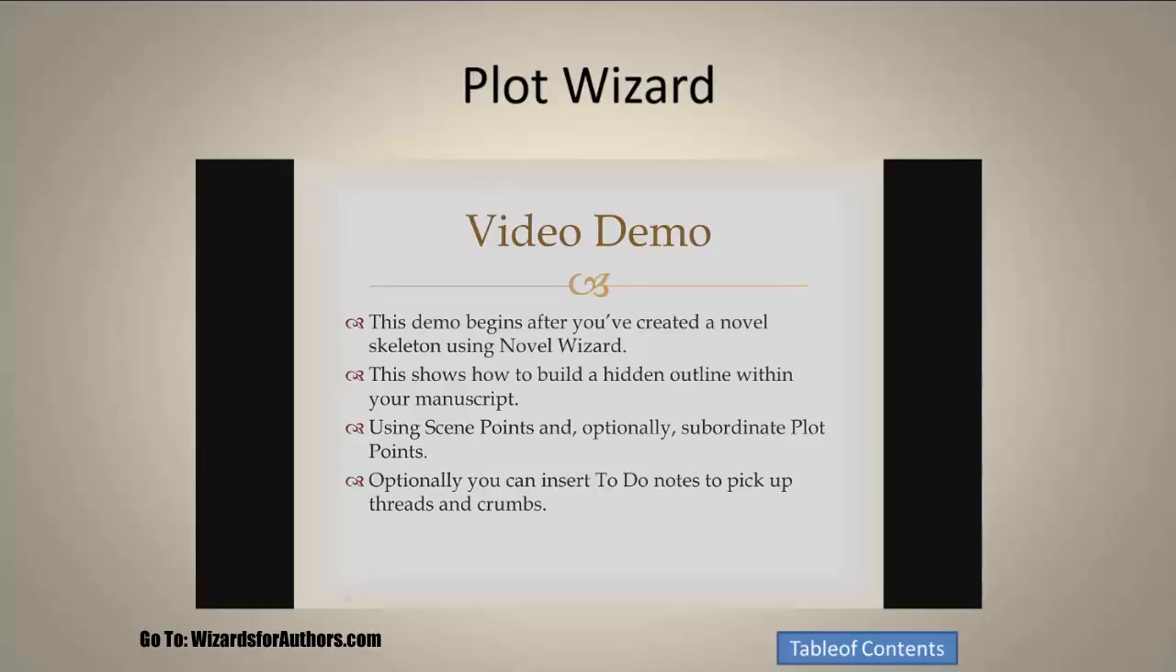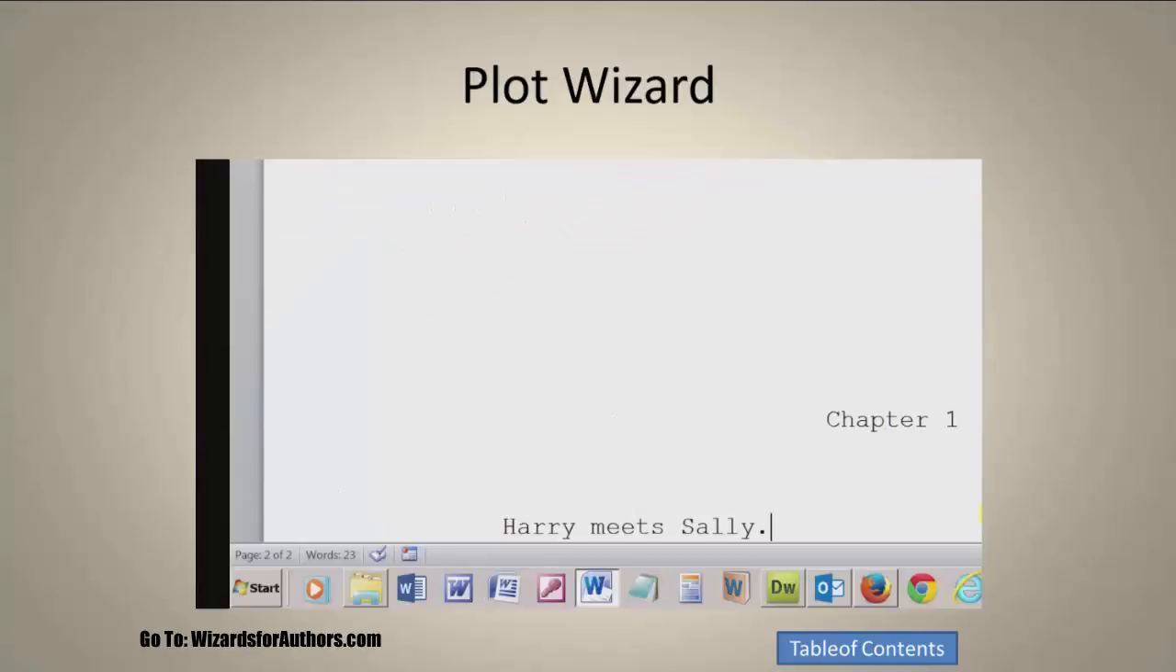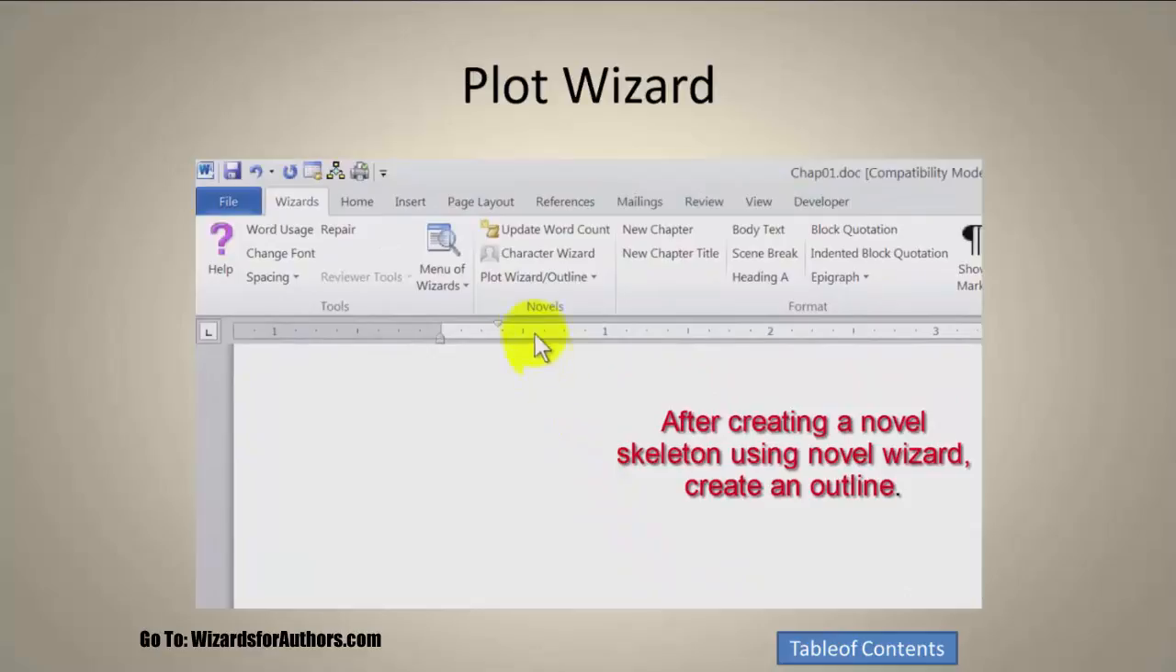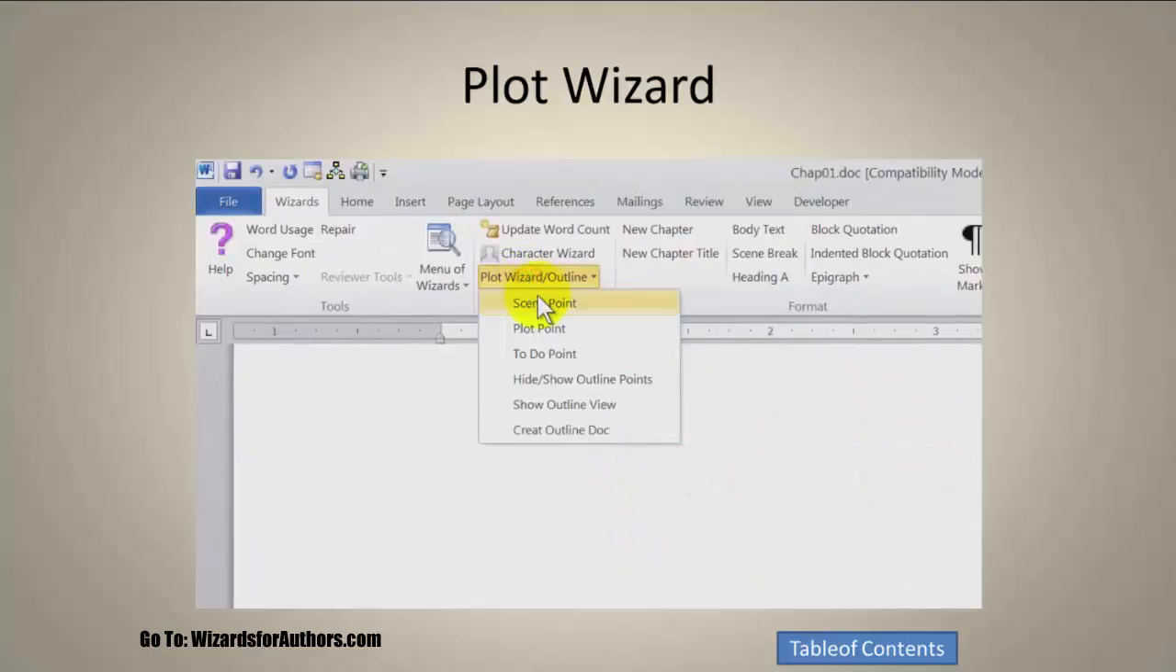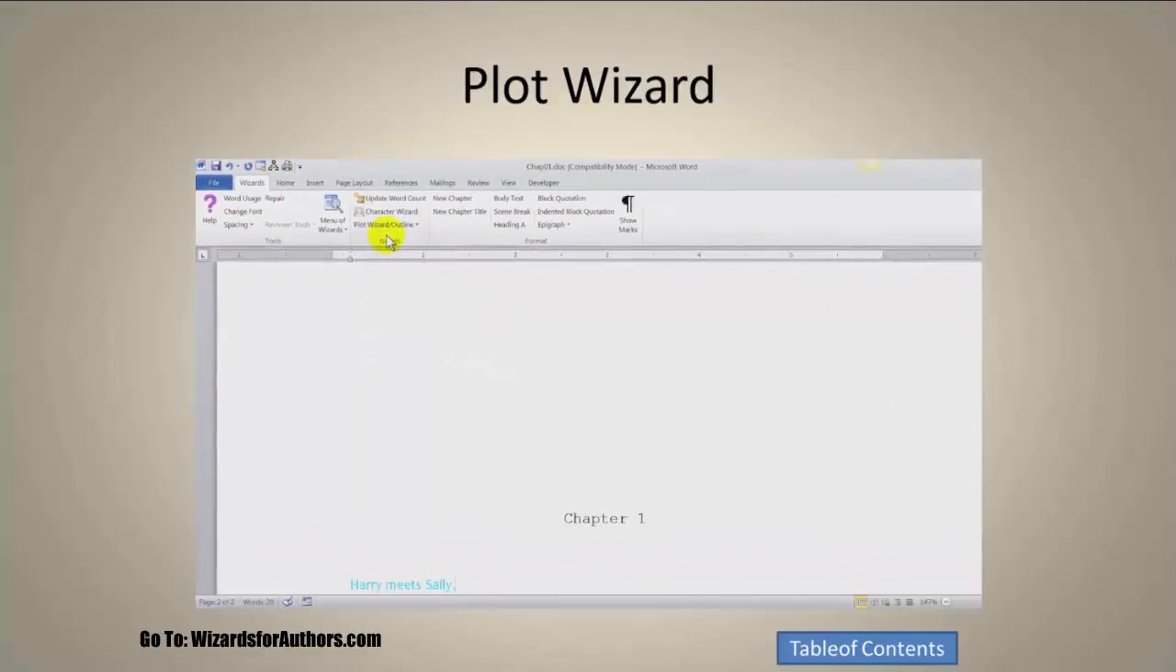Create a new novel skeleton using Bookmaster. In the first line of the chapter, type Harry meets Sally. Now go to Plot Wizard and click on the scene point. Note that our scene point is blue. You can hide these plot scene points by clicking the hide button.